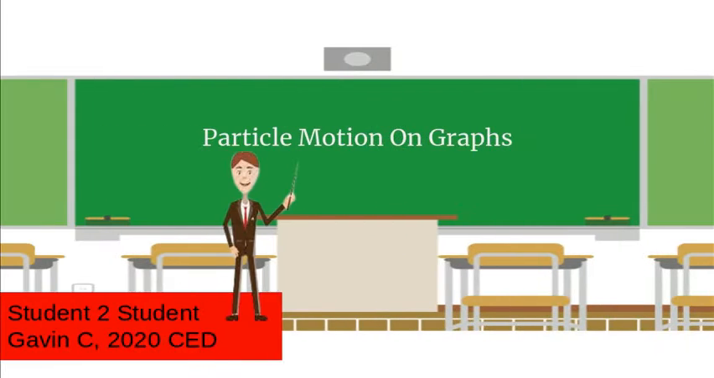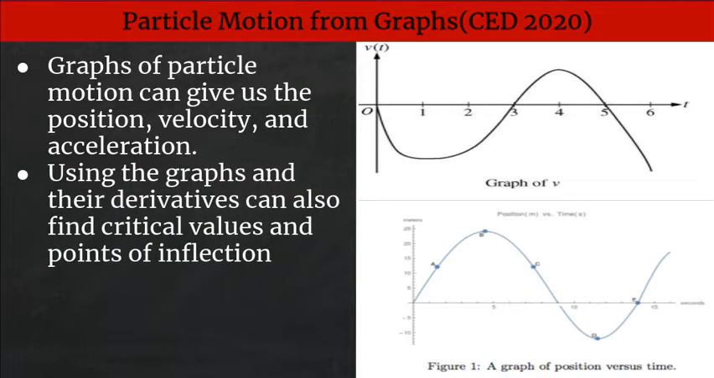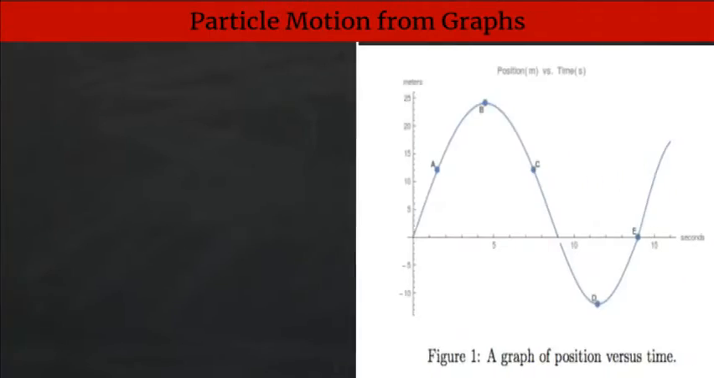Particle motion on graphs by Gavin. Graphs of particle motion can give us the position, velocity, and acceleration. Using the graphs and their derivatives can also help us find the critical values and points of inflection.